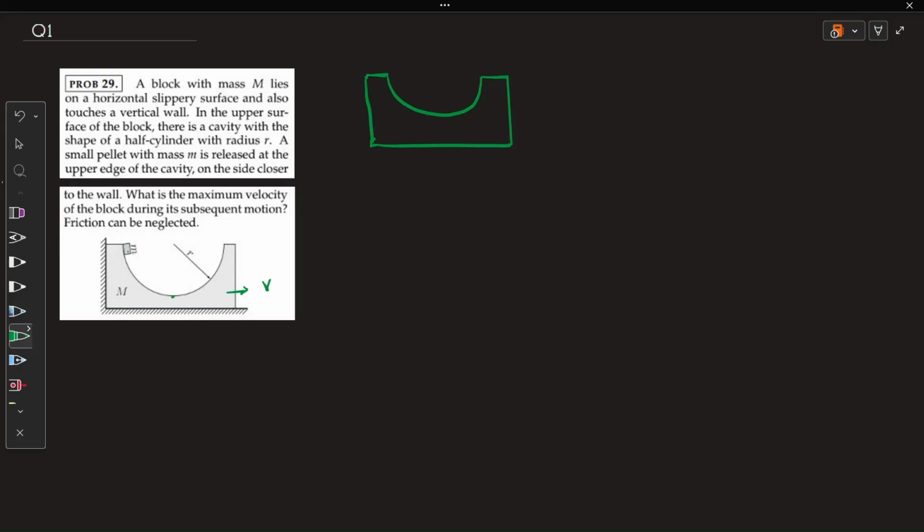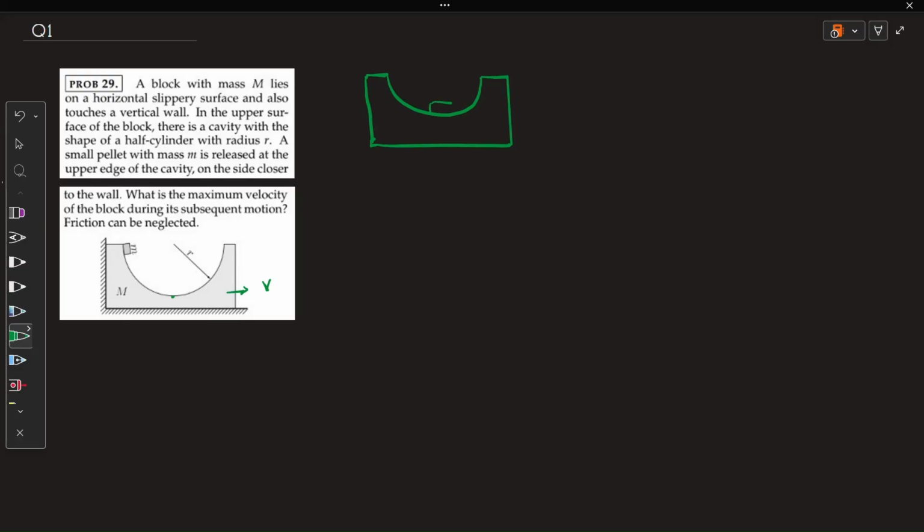Till the pellet reaches over here, you won't observe the movement of this block, because the pellet will exert a force in this direction. As a reaction force, this would supply a force in this direction. Similarly, this reaction would be given here, and the wall will give the reaction force. Now, let's calculate the velocity v of the block.